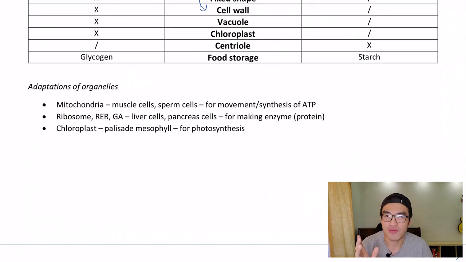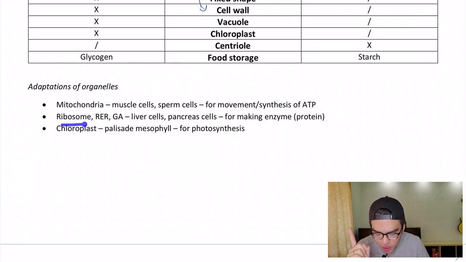Adaptations of organelles, very common sense stuff. They will ask you what cells have a lot of what organelles. So who has a lot of mitochondria? Mitochondria is to provide energy in the form of ATP. Any cells that need ATP have a lot of mitochondria. So muscle cells, sperm cells. Muscle cells need mitochondria for movement. Sperm cell, pretty much the same thing, for the movement or the synthesis of ATP. Remember, always say synthesis of ATP. Do not ignore the word ATP because that's your keyword in scoring.